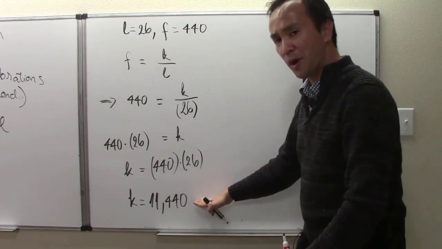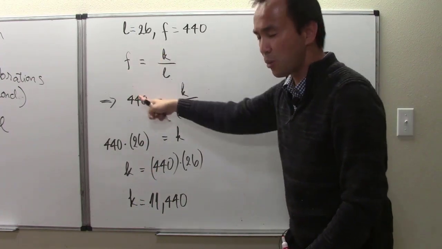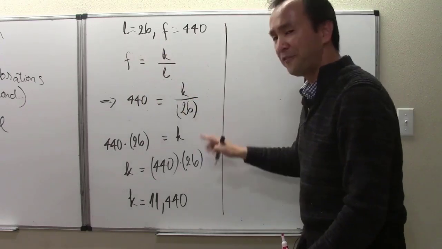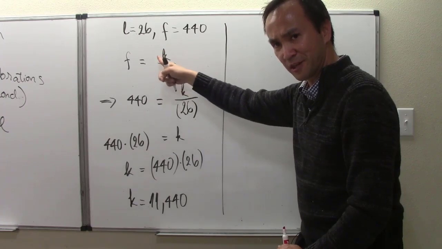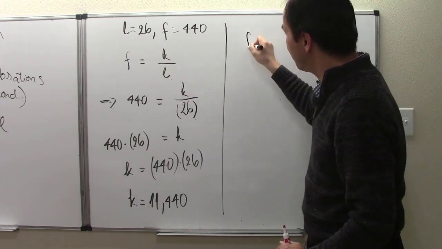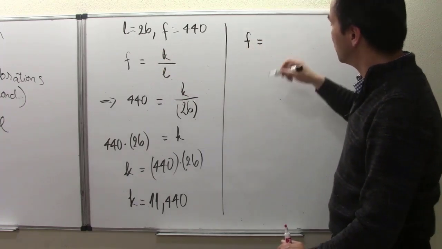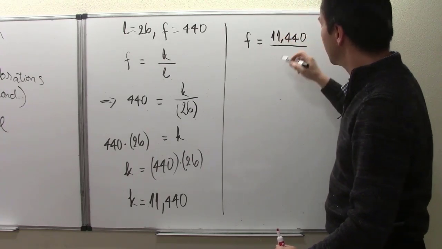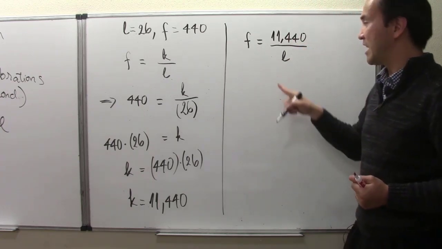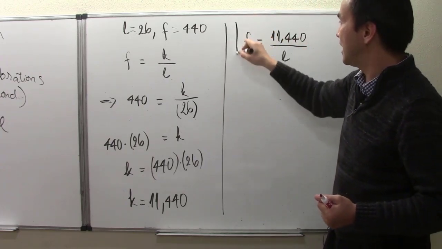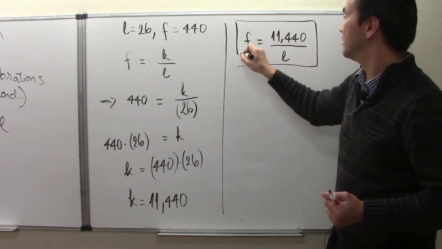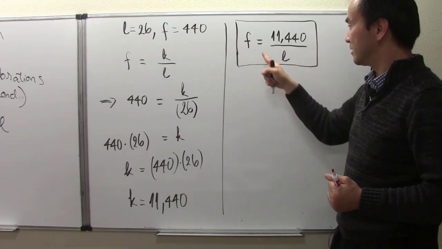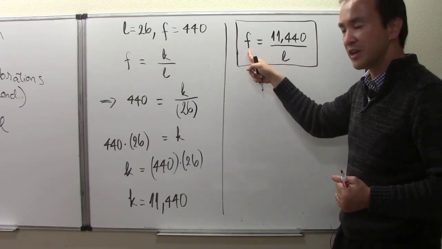And so at this point, back into the equation that was stated earlier, we can now further complete that equation as follows. F is now equal to 11,440 divided by L. So I have just found my complete equation for the inverse variation between the frequency of a guitar string and its length.